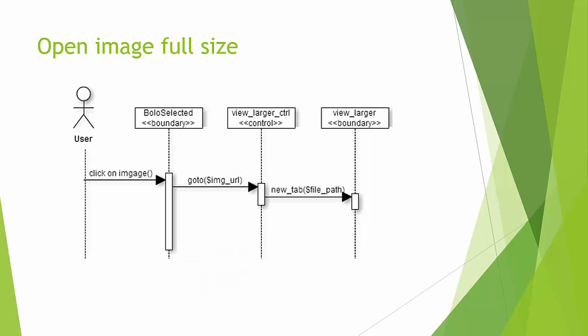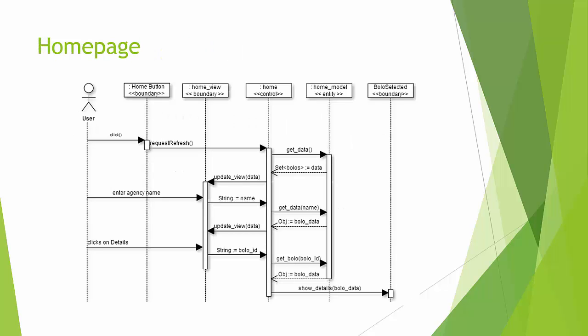This is the Open Image Full-Size sequence diagram, to see the image in full size from the BOLO view. The homepage sequence diagram is the one that allows the actor, the user, to filter the homepage results by agency. The user can choose the agency from the drop-down menu, and the system will display only BOLOs from that agency.